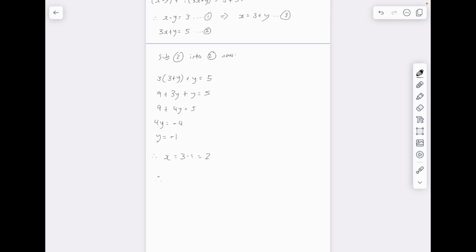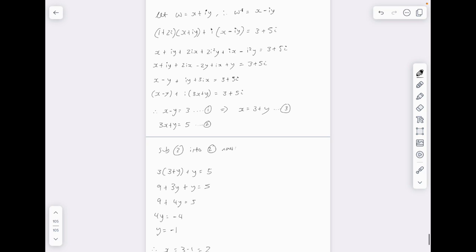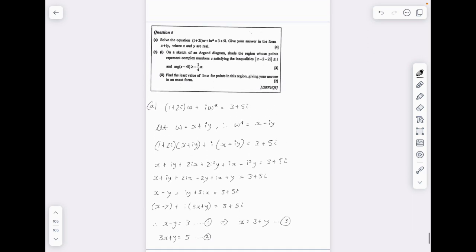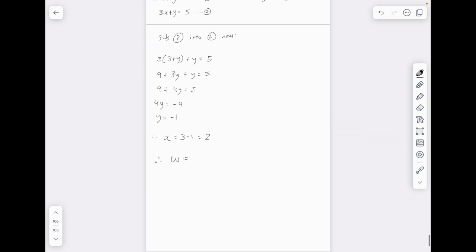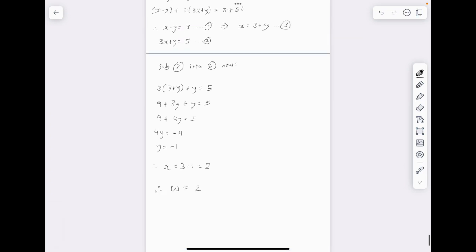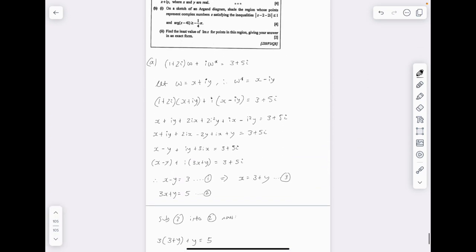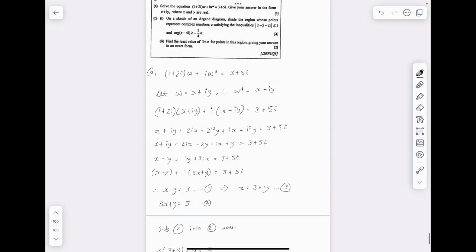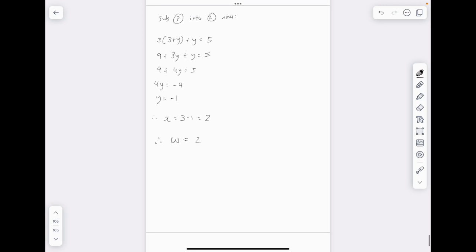Perfect. So therefore, what we can say, guys, is w is going to equal x minus iy. Okay, so that's just going to equal 2 minus i.